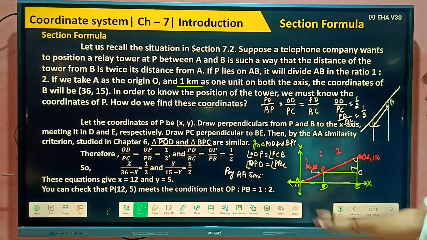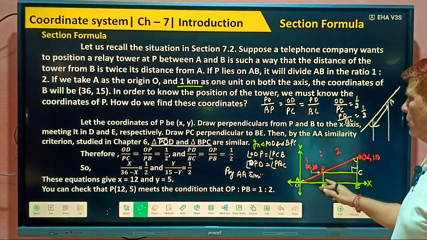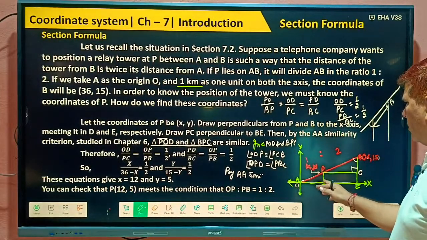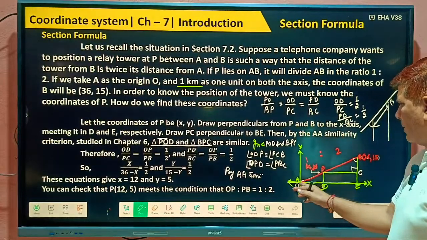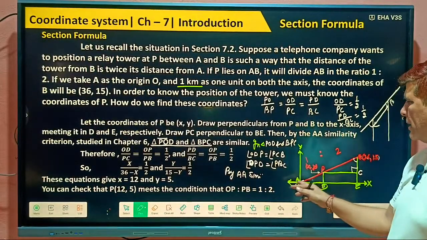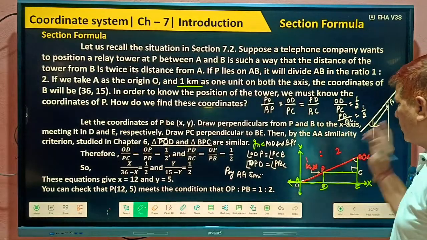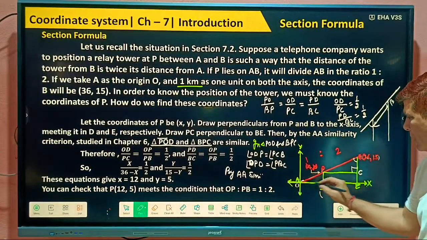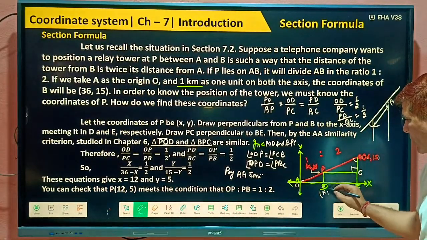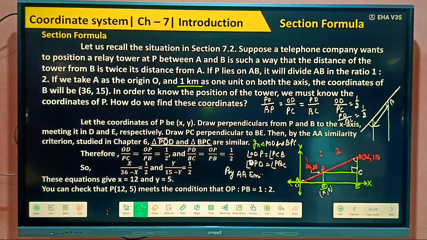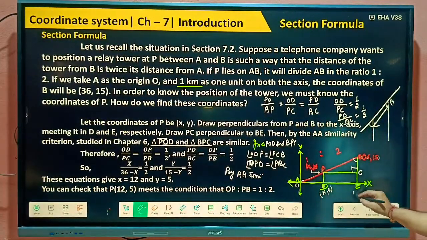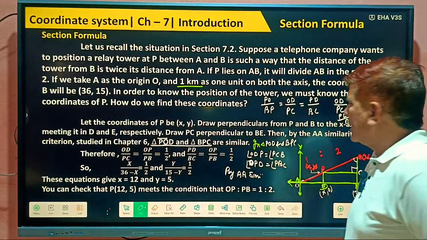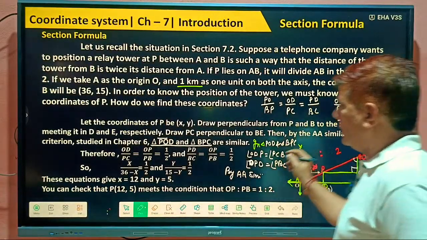OD, what is OD? OD means its distance from the y-axis, or we can write the coordinate of this point. What are the coordinates of this point? This and this have the same x, and y is 0 here. What are the coordinates of this point? If you take 36, and y is 0 here. I think you got it. So OD how much? x. We have written this.